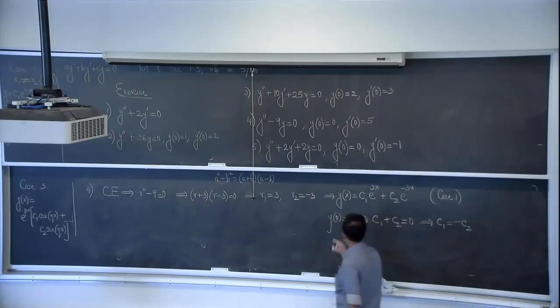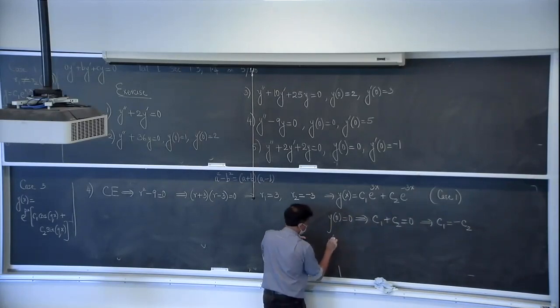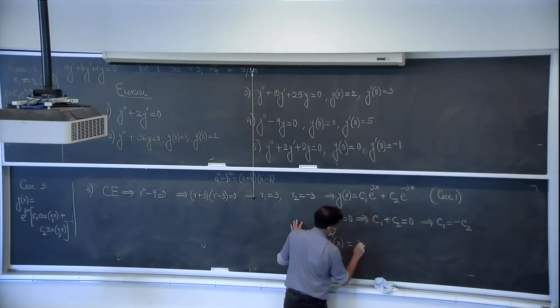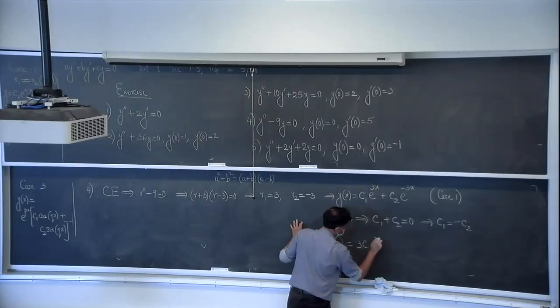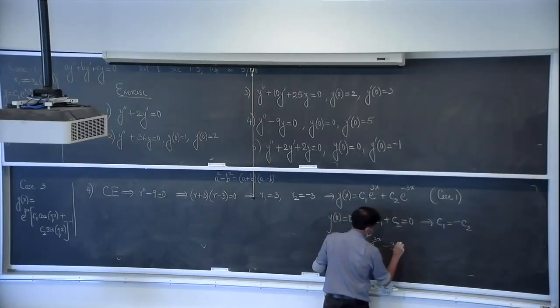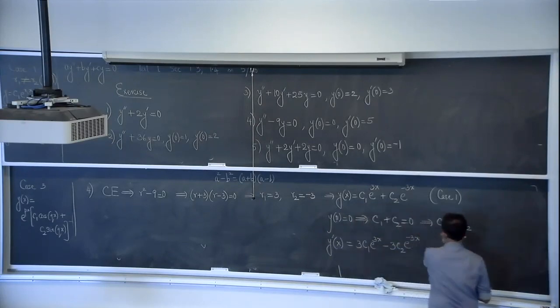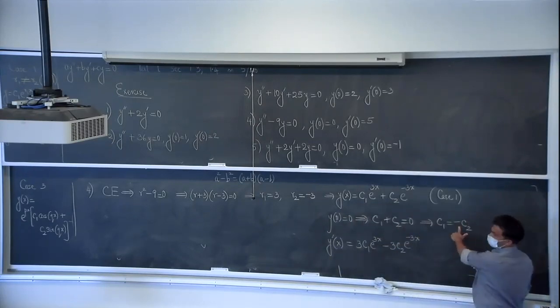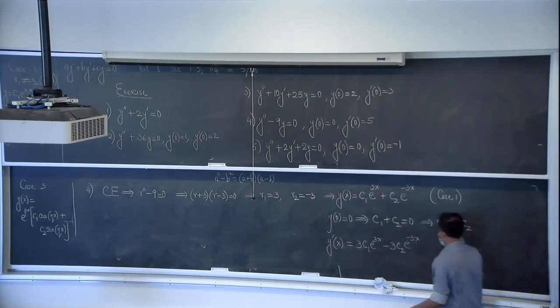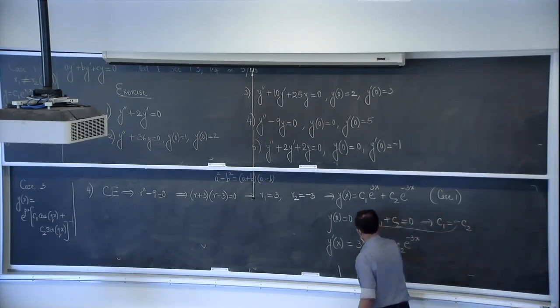Y prime, we just need to take the derivative. That's 3c1 e to the 3x minus 3c2 e to the power of negative 3x. And c1 is negative c2, or c2 is negative c1, whichever you did. You can plug it in here.